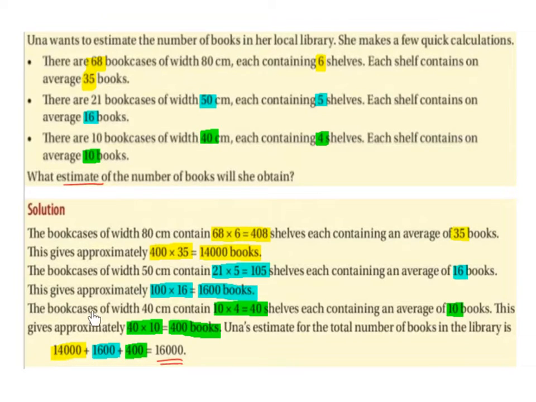The bookcase of a width of 40 centimetres contains 10 times 4, which is 40 shelves, each containing an average of 10 books. This gives approximately 40 times 10, which is 400 books. Una's estimate for the total number of books in the library is 14,000 plus 1,600 plus 400, which is 16,000.